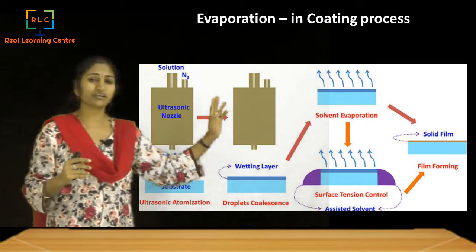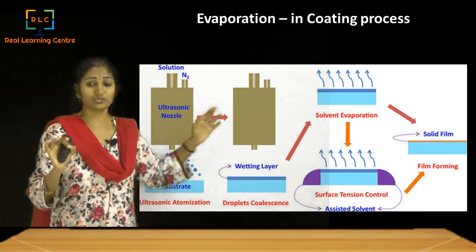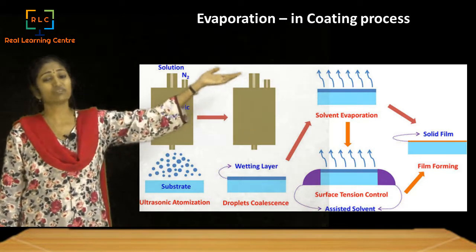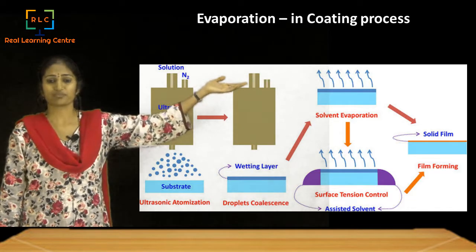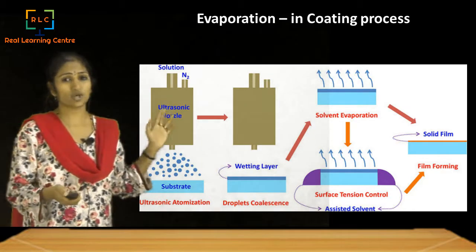Now this thin layer on the substrate, when it is not disturbed, would form a very thin solid film on the substrate. So this way evaporation is used in the coating process as well.